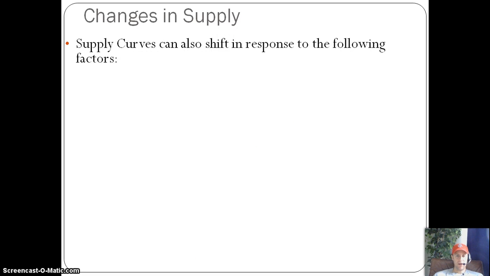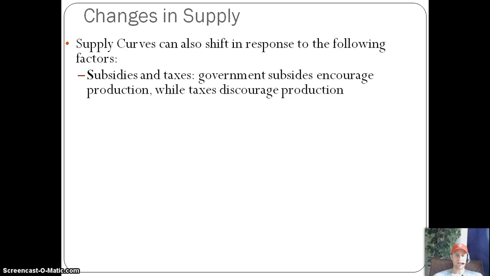However, supply curves can also shift, just like the demand curve can shift to the left or shift to the right based on those factors we talked about. Supply curves can also shift, and they have a different group of factors that are going to affect whether there is an increase or decrease in the supply of a particular item. The first one is subsidies and taxes. Government subsidies encourage production, while taxes discourage production.